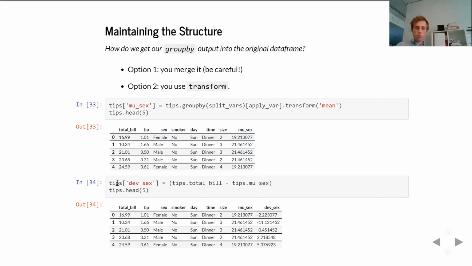So I can, for instance, compute group-specific deviations. That's basically just for each individual, taking the total bill and subtracting the group-specific mean on total bill, and seeing whether this given individual spends less or more than the associated group.